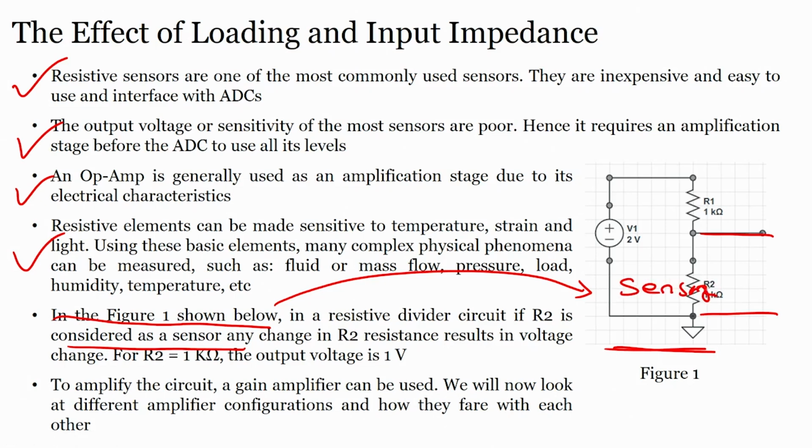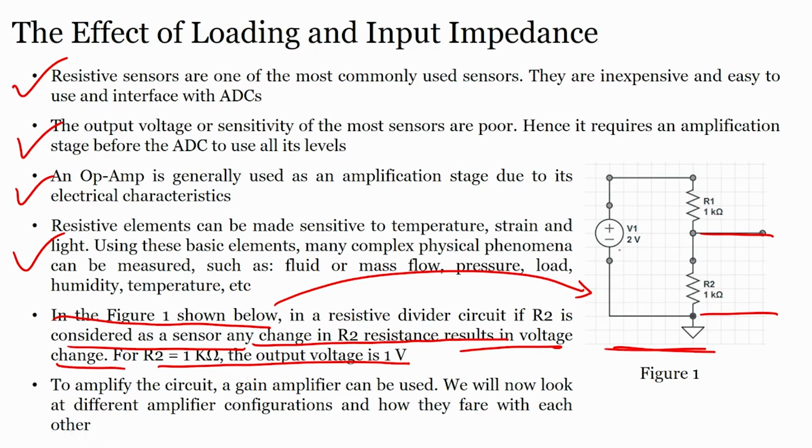If this is a sensor, that means this will change the resistance, right. So, if R2 is considered as a sensor, any change in R2 resistance results in voltage change. For R2 equals 1 kilo ohm, the output is 1 volt, right.